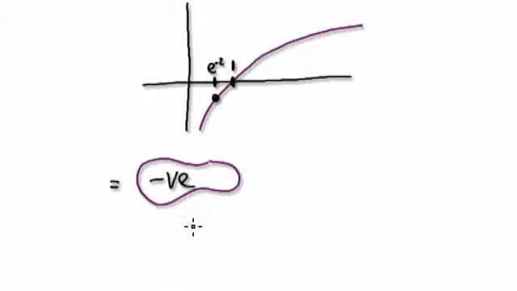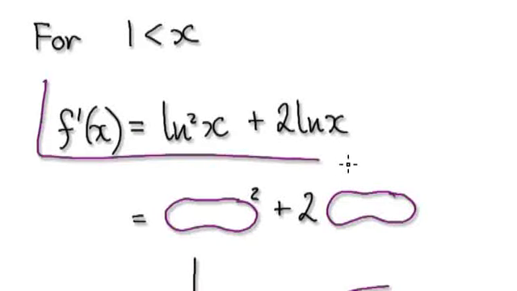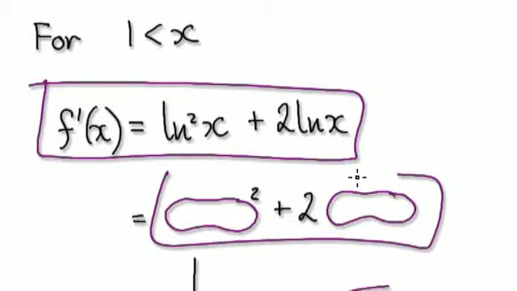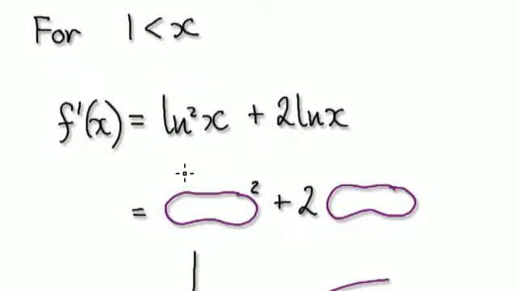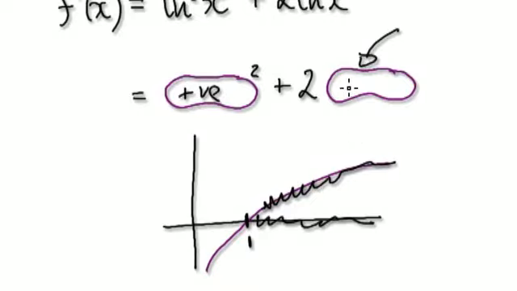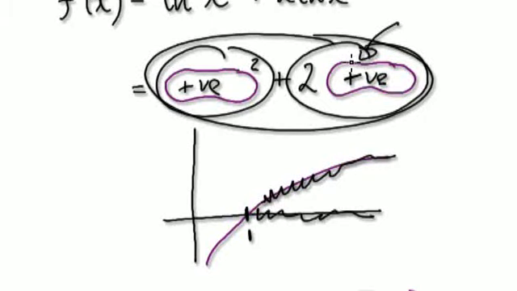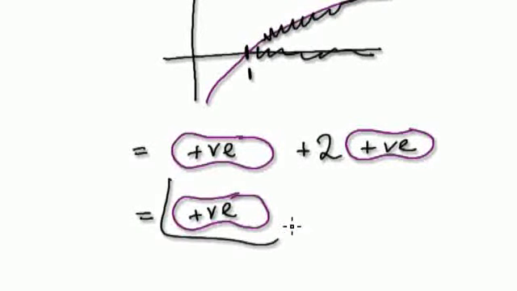Now we need to consider when x is bigger than 1. Looking at this here, visualize it as this here. When x is bigger than 1, let's look at our graph. Natural log of x will be positive. So this thing here will be positive, and this thing here will also be positive. So overall, a positive squared times 2, so it's going to be a positive.